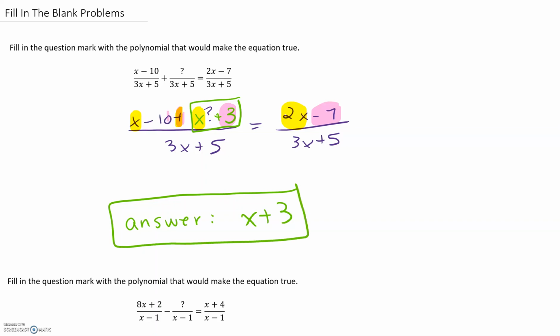And you can double check this, right? Let's get rid of all of this highlighting and stuff. Okay, so we said our answer was x plus 3. So let's just make sure. If I do x plus x, do I get 2x? I do. If I do negative 10 plus 3, do I get negative 7? I do. So I'm right.